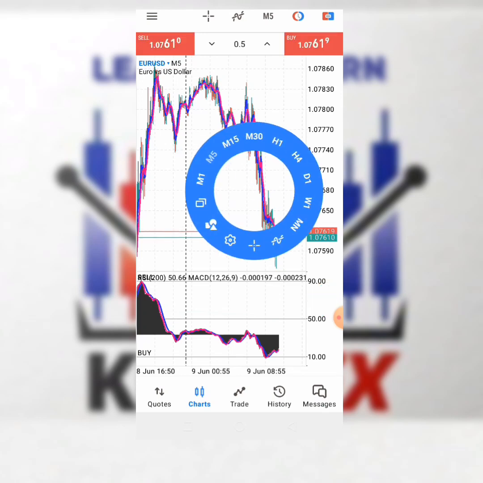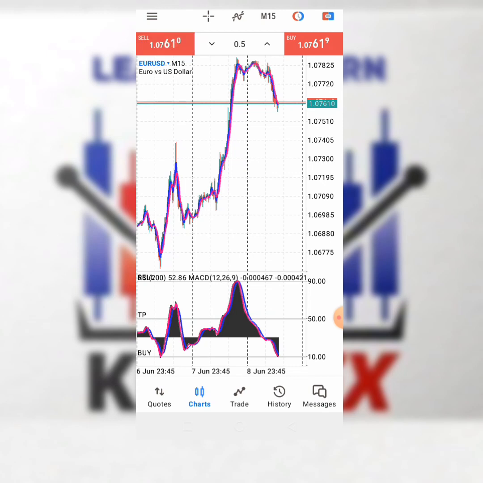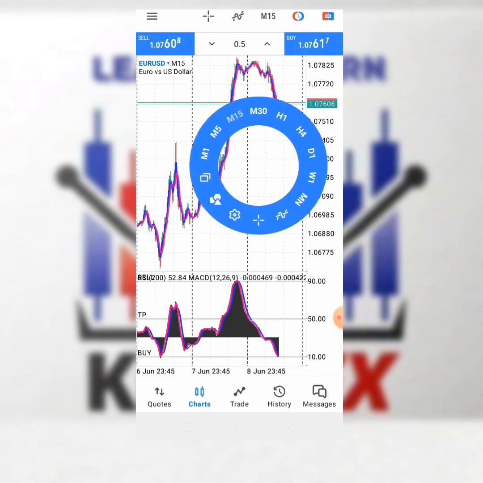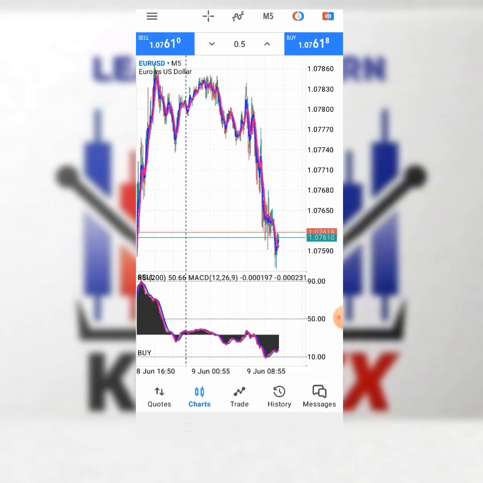We'll be making use of 5 minutes and 15 minutes to analyze this market. Forex is like a financial crisis where people buy and sell. You have to be smart and understand what is going on.